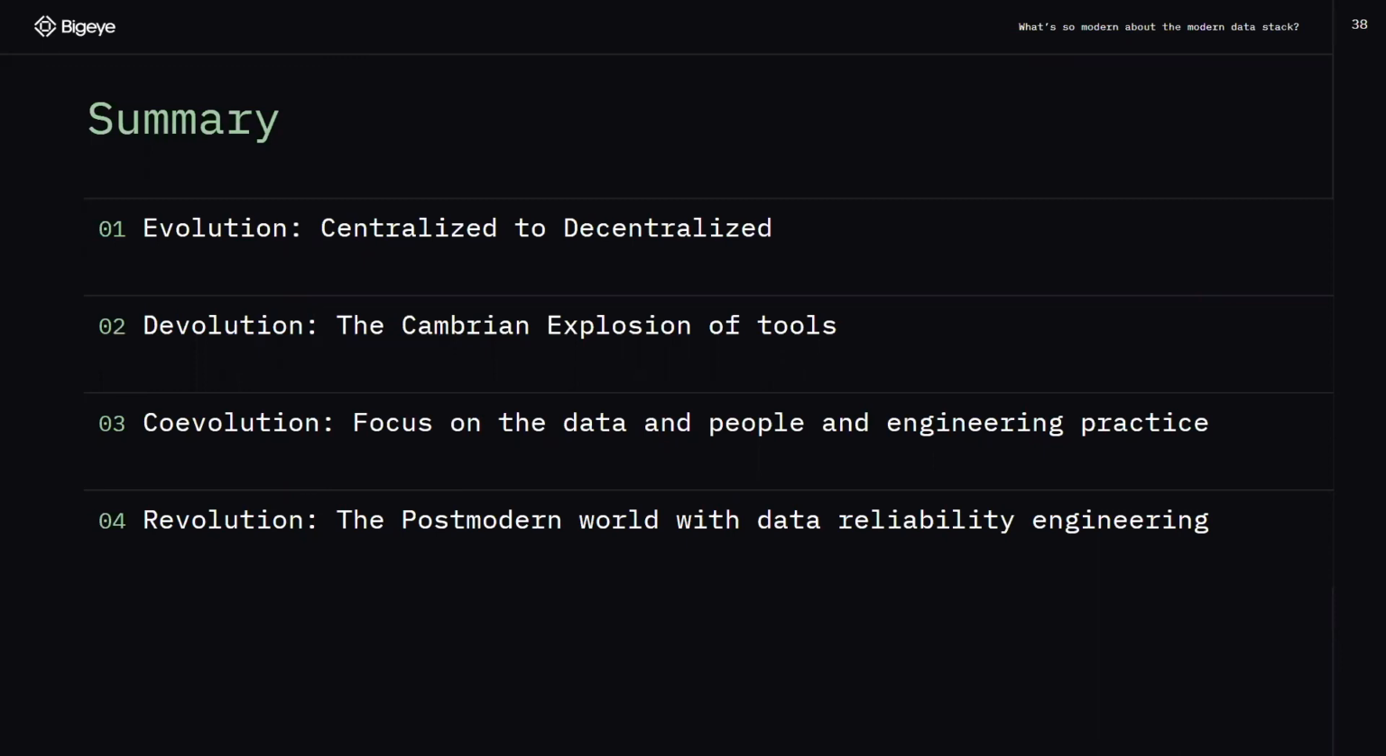I think one of the big trends, one of the big ideas that's going to help solve this problem in this postmodern data world is focusing on data reliability engineering, bringing those practices today from an SRE world into the data engineering world. So again, what's so modern about the modern data stack? It's decentralized. It is focusing more and more on the people and the practices. And it is a world where things are changing pretty rapidly, and the ability to combine and work with these things together is an advantage for you.